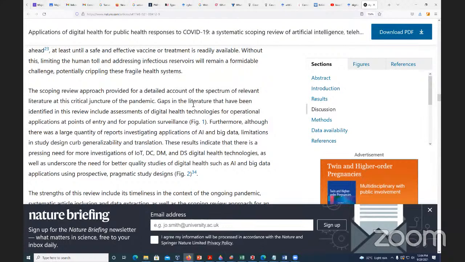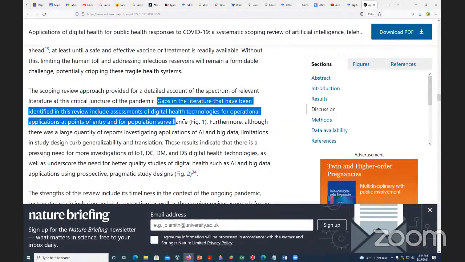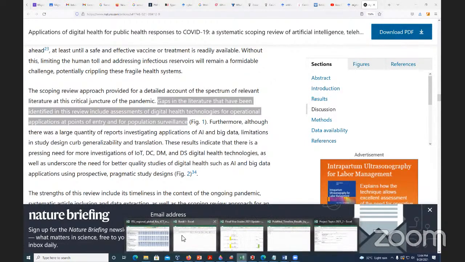So when I see here that gaps in literature have been identified, it includes assessments for digital health technologies for that and that. Why I want to highlight that right away is because after reading a whole heap of papers, they have come to say that what is not in the academic or scholarly literature is evaluations or assessments of digital health technologies for population surveillance and for point of entry. And that's important, I think. So we want to put that under this section here.